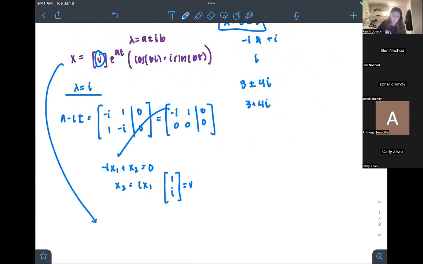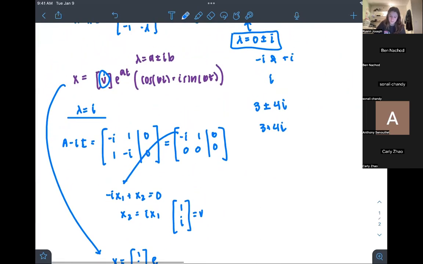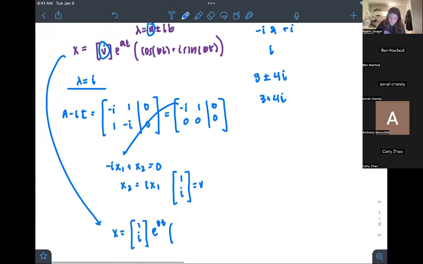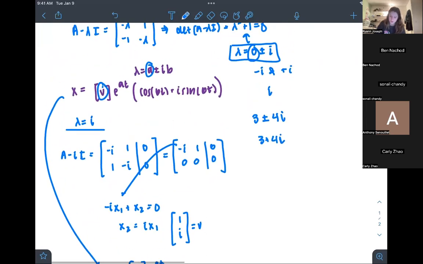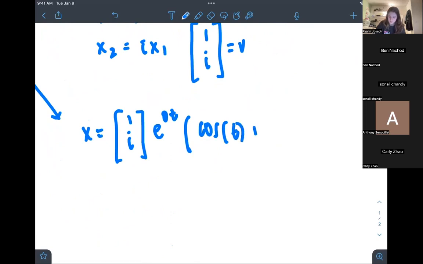Now we can revisit what our solution should look like. X is e to the, we see a for this term is 0, so 0t, cosine of 1 t, because the coefficient of i here is 1, so I'm just going to not include it, plus i sine of t.